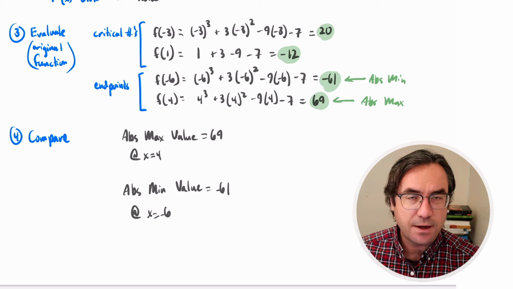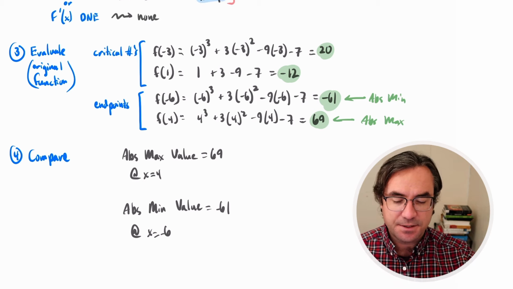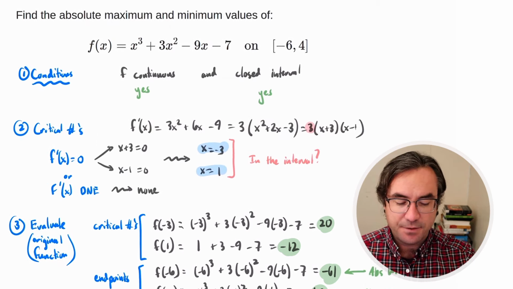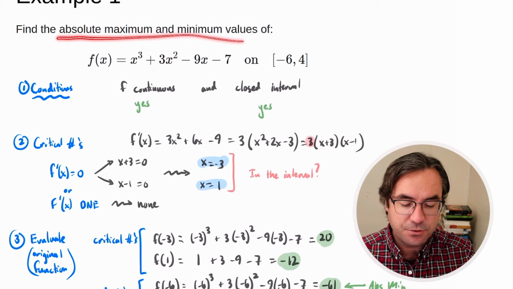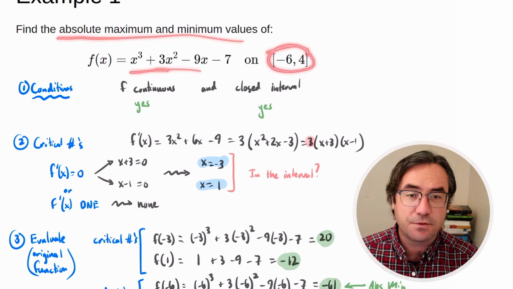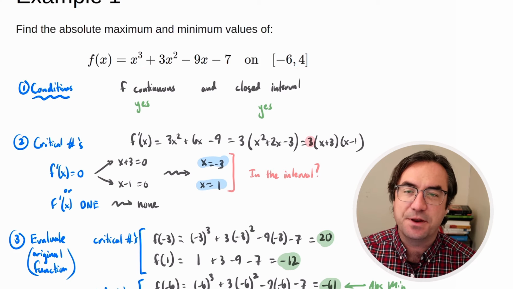All right, so we'll try another example like this in class, but this method for finding the absolute max and min when we're looking at a closed interval is called the closed interval method.